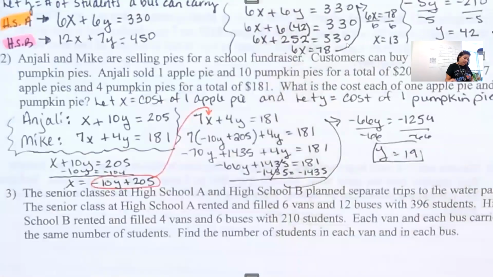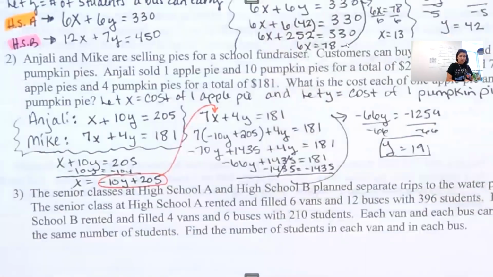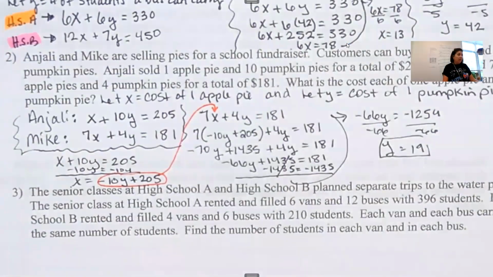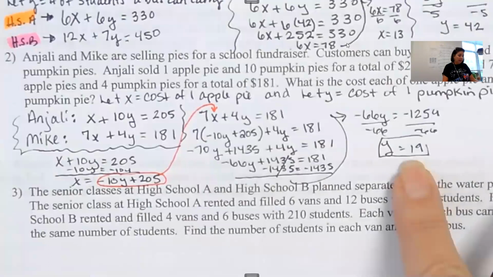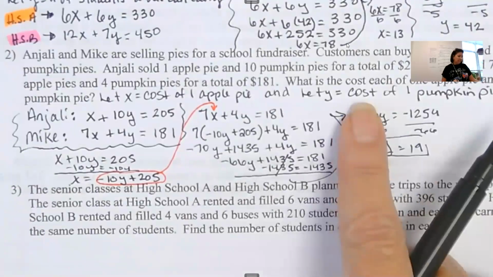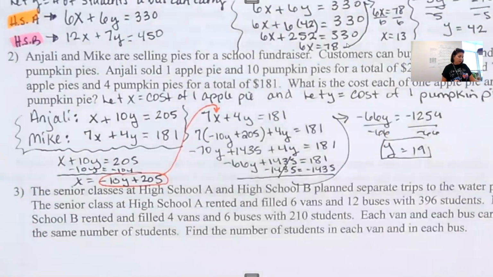So what does that tell me? 19 means what? The cost of one pumpkin pie is $19? Dang. I mean, that's a lot of money for a pie. Must be a really good pie. Besides the point. It's not 19 pumpkin pies sold, right? Why was the cost of one pumpkin pie? So one pumpkin pie costs $19. And Jolly sold 10 of them. Hers must be good. All right, how are we going to figure out the cost of apple pie?